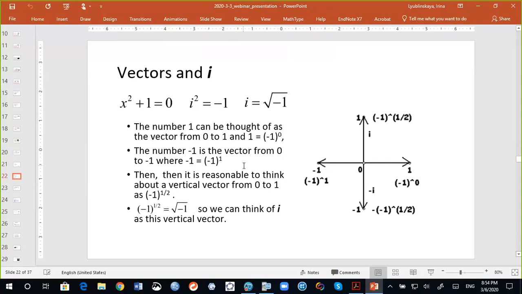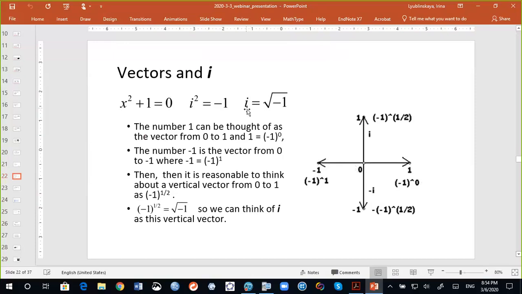So let's take a look at that. The number 1 could be thought of as negative 1 to the power of 0. And the number 1 is located on the positive side of the x-axis, the horizontal axis, which is a real number. So we can think of this as a vector directed from the origin to number 1. Then if we take negative 1 to the first power, we'll get negative 1. So this is the number on the opposite side of the origin. So we can think of it as a vector directed from 0 to negative 1.